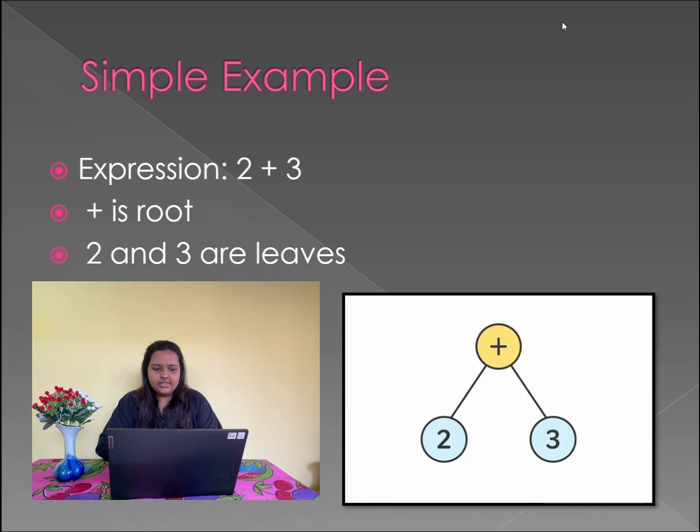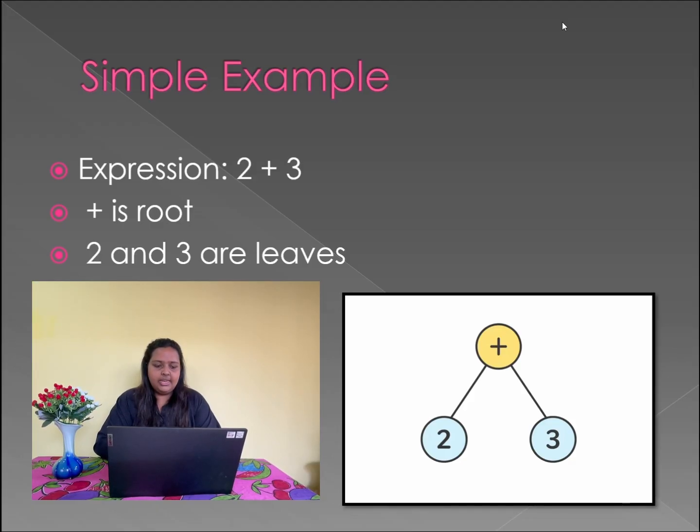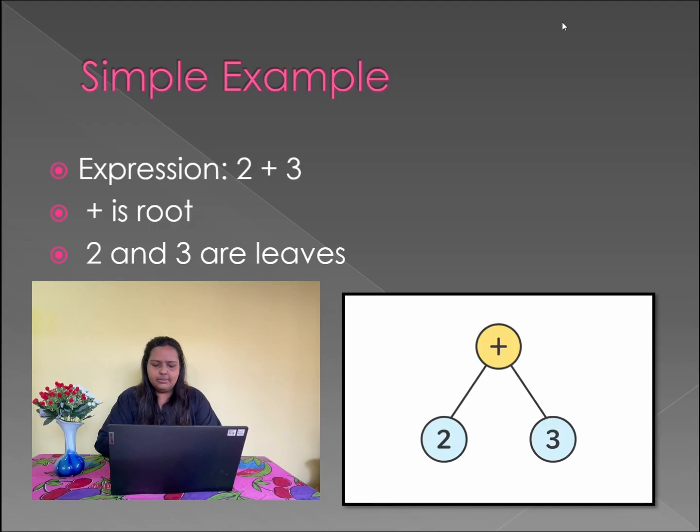Let's now construct an expression tree for a very simple expression, 2 plus 3. Here, the operator plus becomes the root node of the tree. The operands 2 and 3 become the left and right child nodes. Whenever you build an expression tree, always look for the main operator first. That operator becomes the root. If you understand this simple example clearly, complex expressions will also become easy.